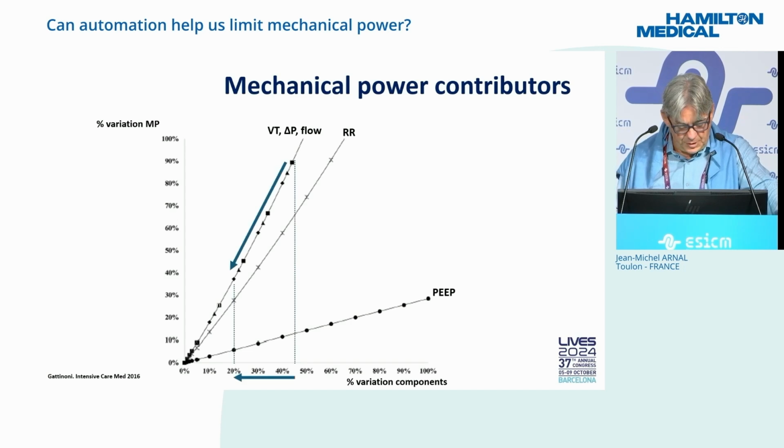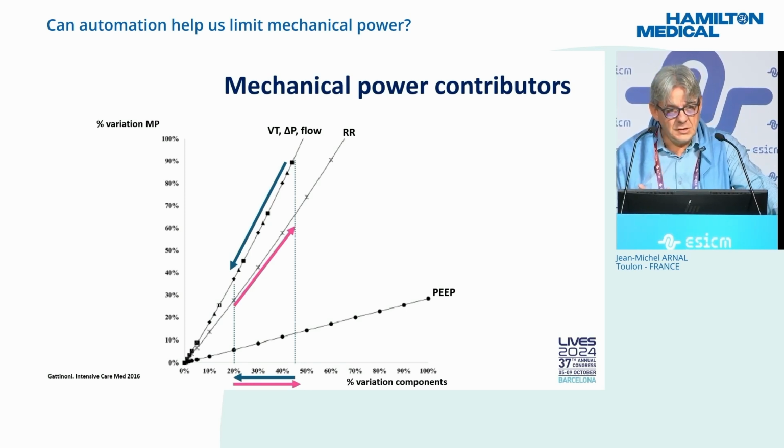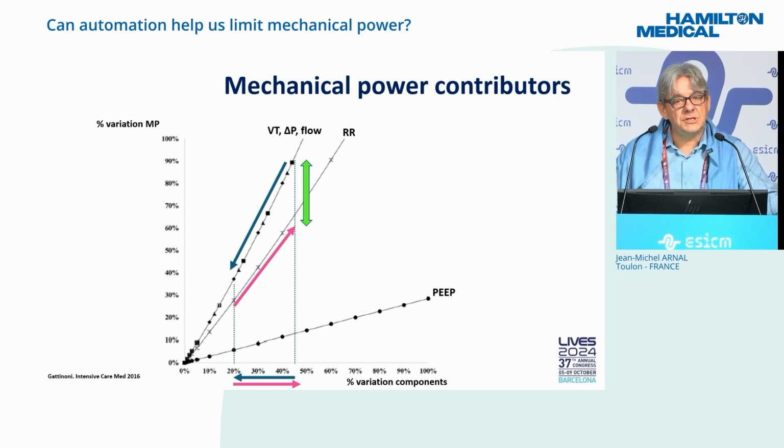So let's go back to the previous example. If ASV automatically decreases the tidal volume by 25% when the static compliance decreases, you see this will be associated with a huge decrease in the mechanical power. But of course, at the same time, ASV will increase the rate by 25%, more or less, and this will increase mechanical power, but the net effect is quite significant. Okay, you see a large decrease in the mechanical power when we adjust according to the respiratory mechanics.